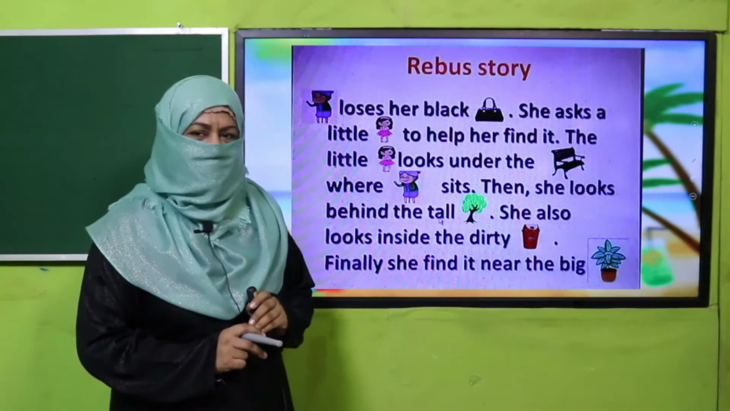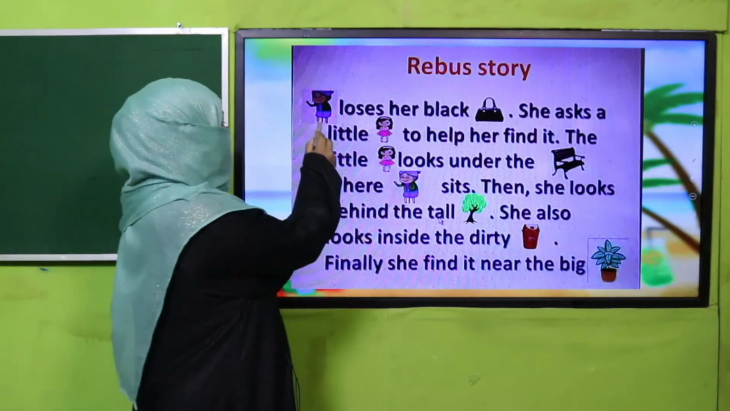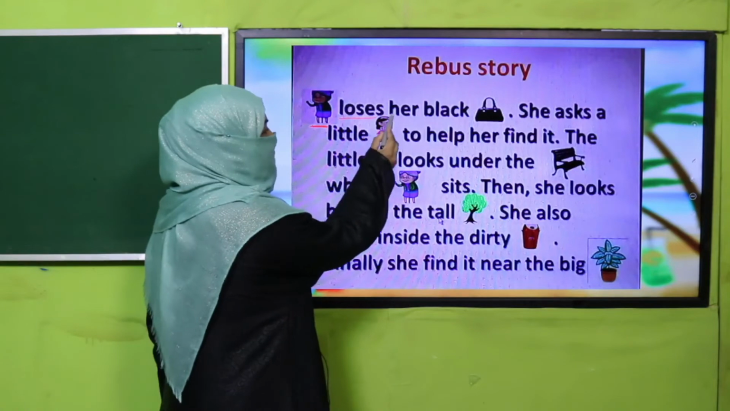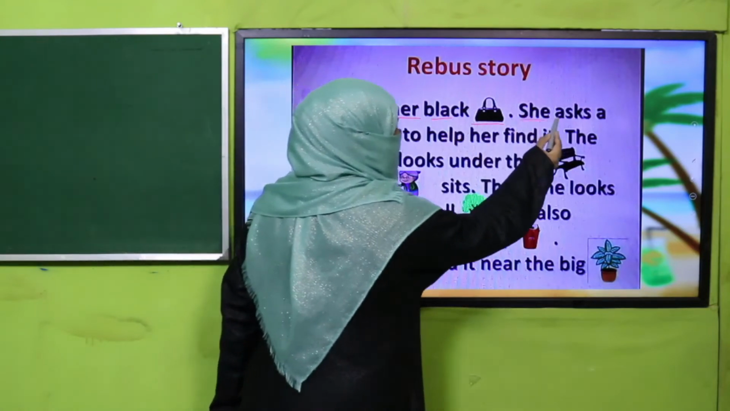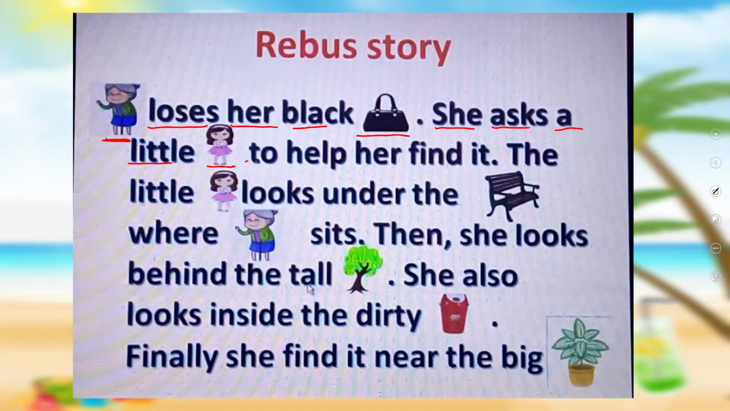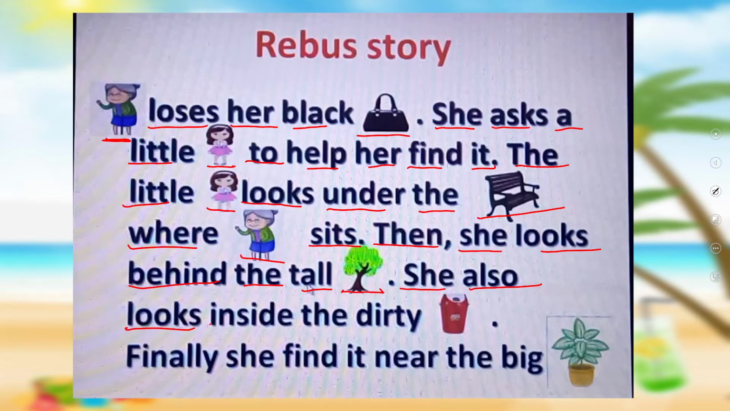Yes, my dear children, all of you could do it. You see, an old lady loses her black bag. She asks a little girl to help her find it. The little girl looks under the bench where the old lady sits. Then she looks behind the tall tree. She also looks inside the dirty bin. Finally, she finds it near the big plant pot. This is how we complete this story. So this is the oral practice.